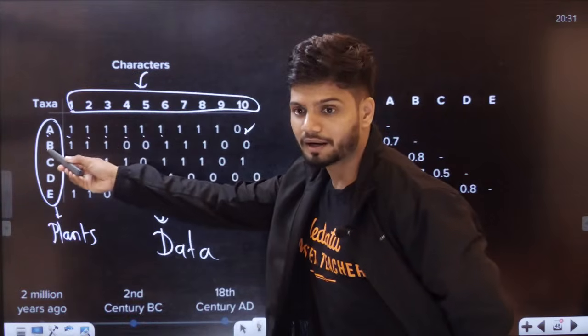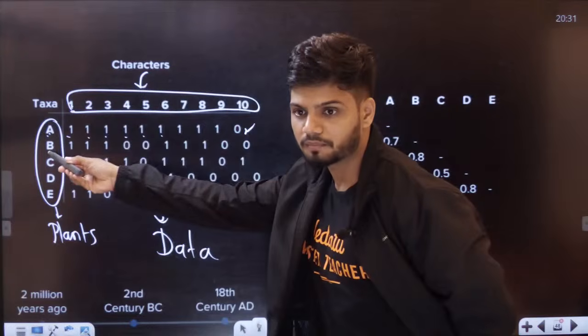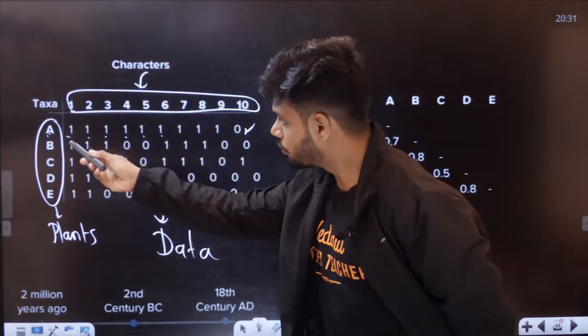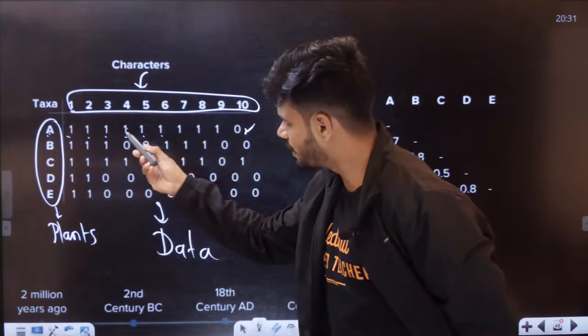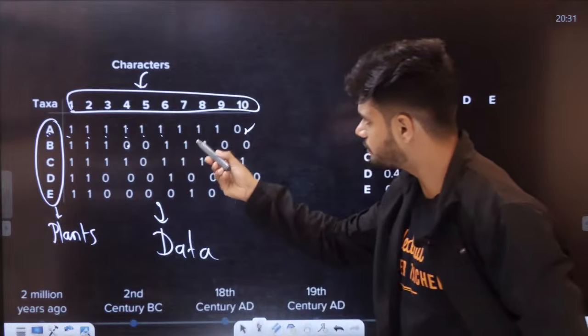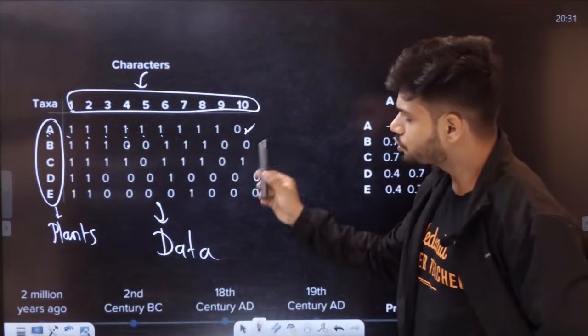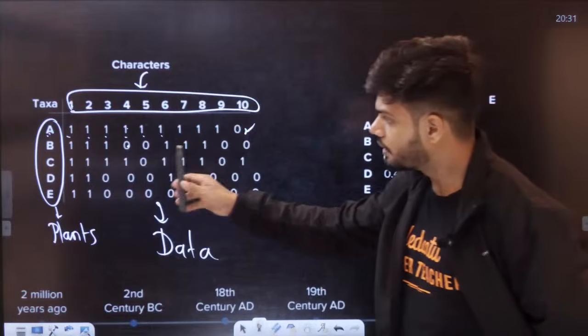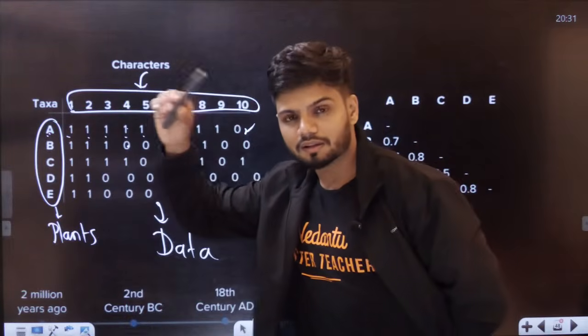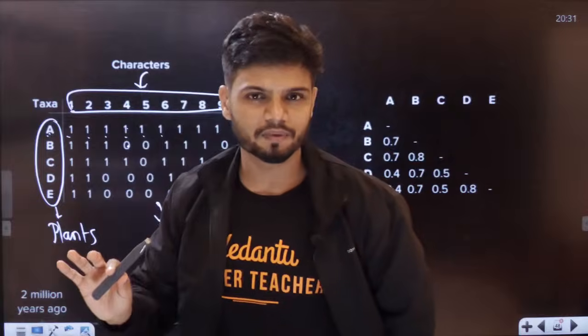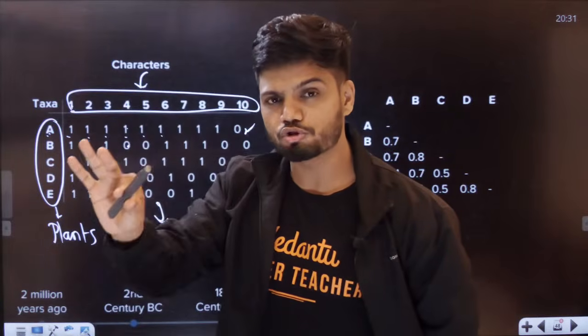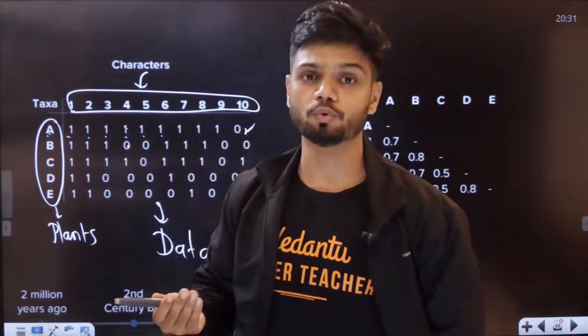In plant A and plant B, we can see 1, 1, 1, 1, 1, 1, 1, 0, 1, 0, 1, 1, 1, 1, 1, 1, 1, 0, 0, 0. So can you see by this data, plant A and plant B have some similarities among them? They have some kind of evolutionary relationship among them? Yes, they do, students.